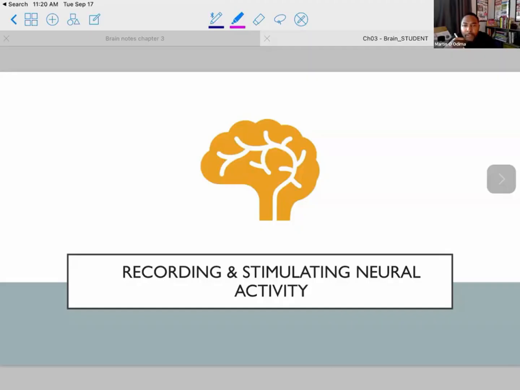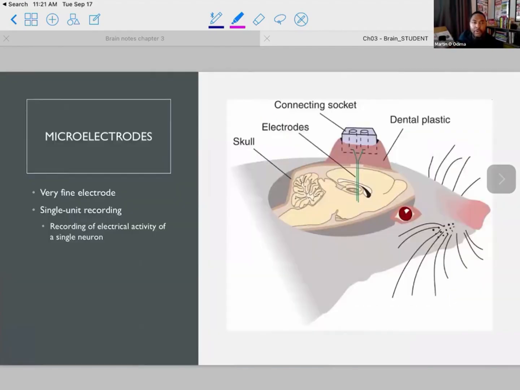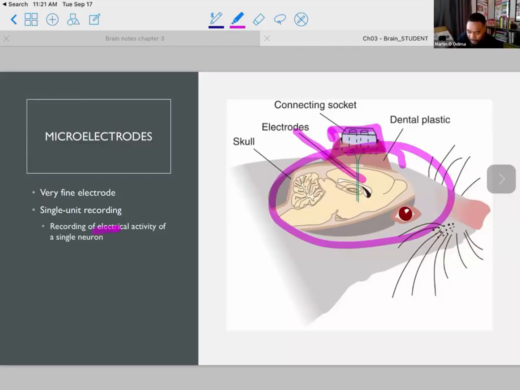This would be an example of recording and stimulating neural activities. This allows scientists to disrupt or enhance brain function temporarily, and that helps provide insight into the role of specific brain regions. So these microelectrodes would be inserted into, say, a laboratory animal, with a very fine electrode. This is single unit recording, which records the electrical activity of a single neuron. As you can see here for this lab mouse, the electrode is inserted and there's a connecting socket there. So this records the electrical activity of a single neuron for that laboratory animal.